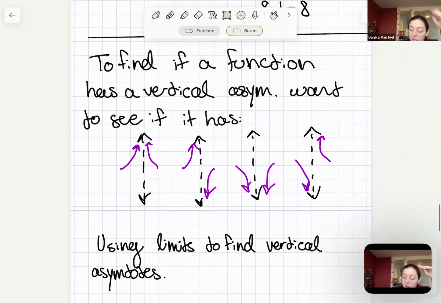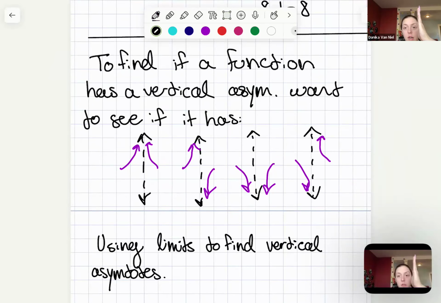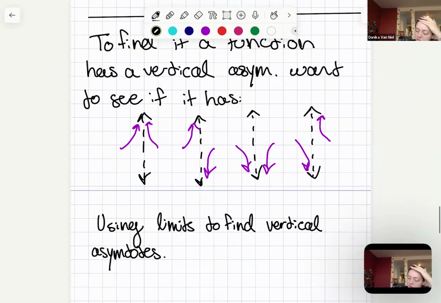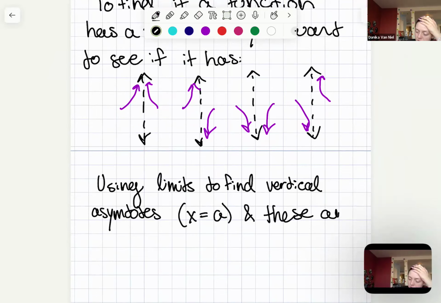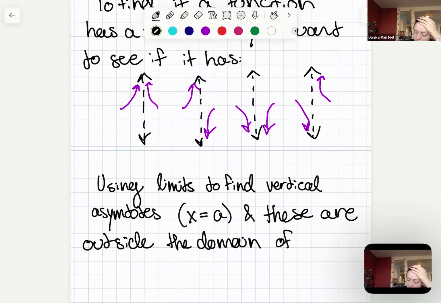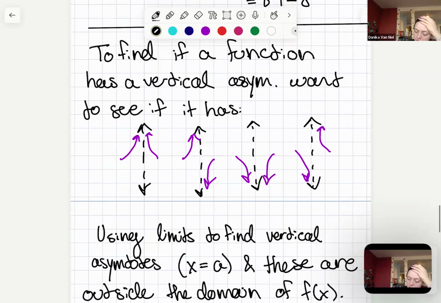Okay. So what we're going to do is use limits to find the vertical asymptotes. Remember, vertical asymptotes are lines x equals a. So vertical asymptotes look like x equals a, and these are outside the domain of f, where f of x is our function.